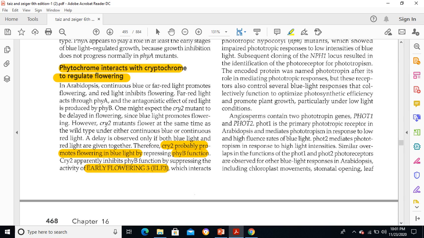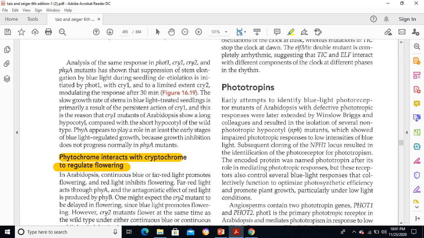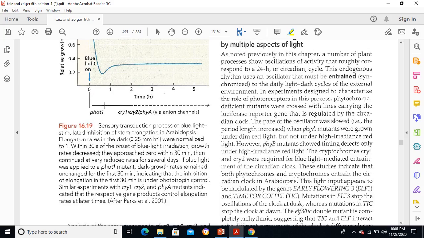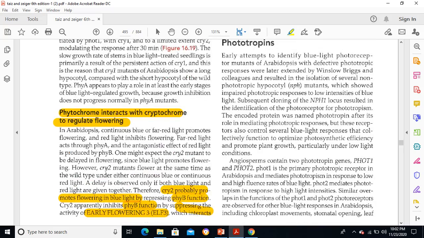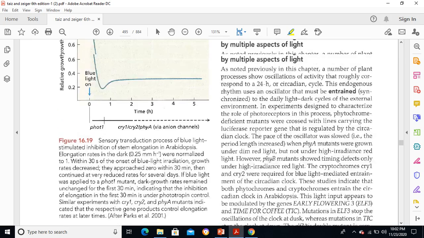So cryptochrome 2 will promote flowering in blue light and it will repress phytochrome B. How is that? Cryptochrome will inhibit phytochrome B by suppressing the activity of early flowering 3, ELF3. Actually, ELF3 is needed for phytochrome B. So if ELF3 is inhibited, what happens? Phytochrome B will not be produced, so it induces flowering.